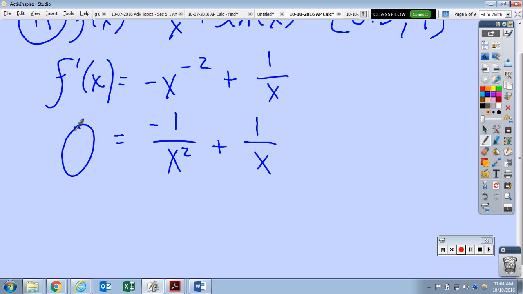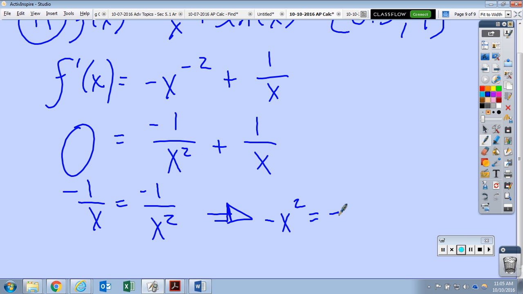So 1 works, right? F prime is 0 at 1. If you can't see it, go ahead and do it algebraically, with cross multiplication. If I subtract 1 over x on each side, negative 1 over x is equal to negative 1 over x squared. If I cross multiply, negative x squared should be equal to negative x.